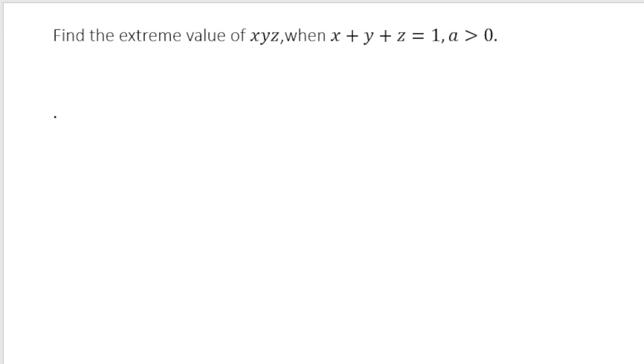Sorry, moving ahead, let us quickly solve this problem: find the extreme value of xyz. They are not asking us to find the maximum or minimum, so it will be easier for us, and it is given that x plus y plus z is equal to 1. So again I take the function f of x, y, z equal to xyz, and the constraint is that x plus y plus z is equal to 1.